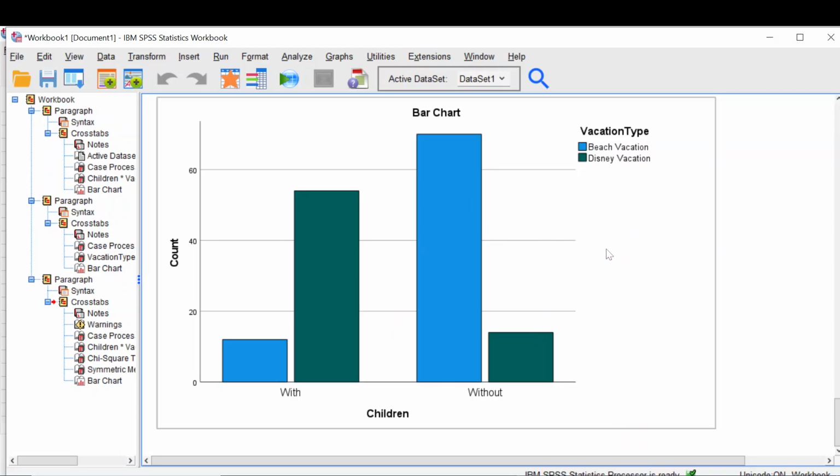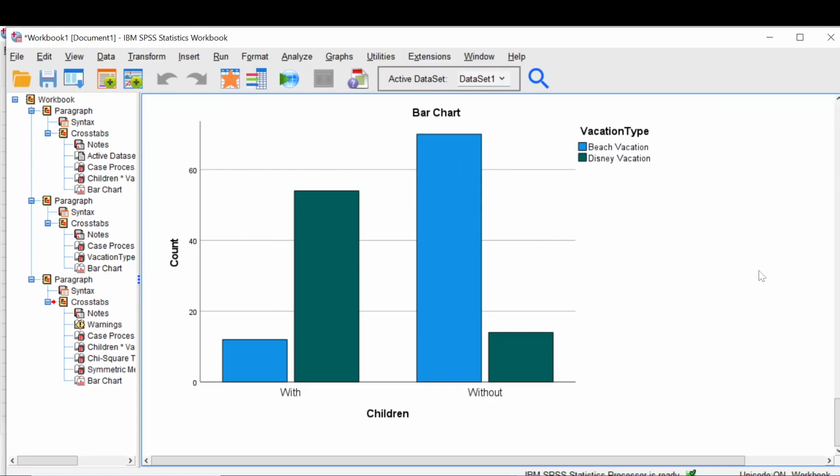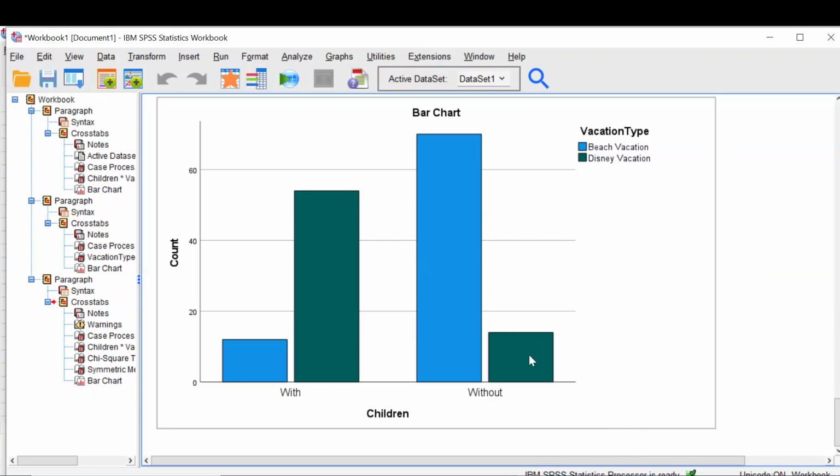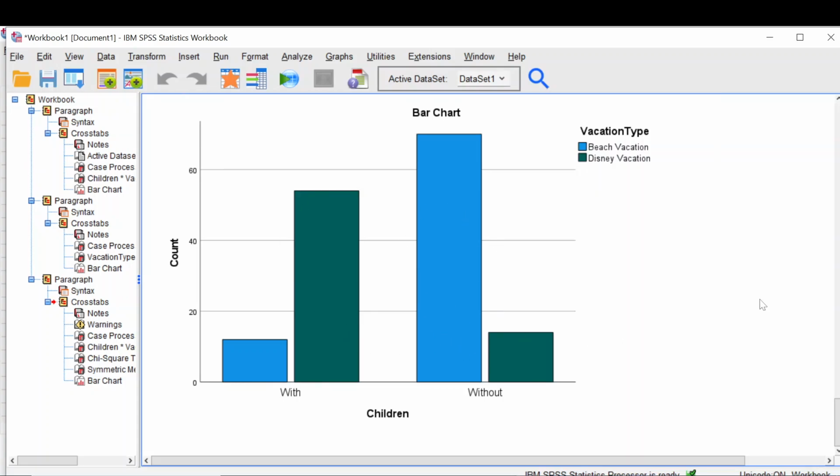And right off the bat, you can see that there appears to be some kind of a correlation here, right? So we still have to analyze it. We still have to go back to the chi-square numbers and the significance levels measured by alpha in this case. But you can see here that clearly there is some sort of a pattern going on regarding whether they have children or not and which type of vacation they're taking.